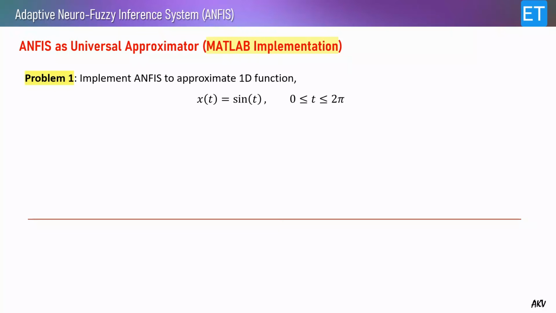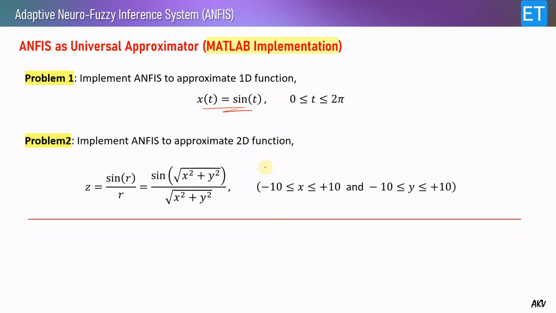So I will take first problem like this. So I have to approximate this equation. I will make ANFIS to behave like a sine function. And in the second example, I will implement this two-dimensional sinc function.